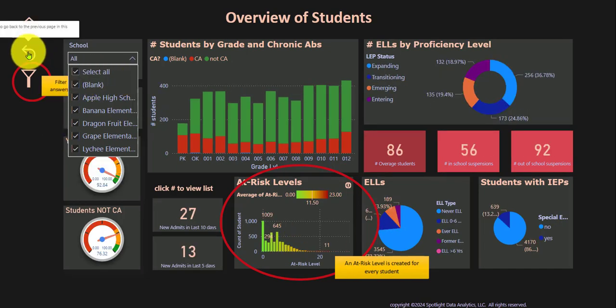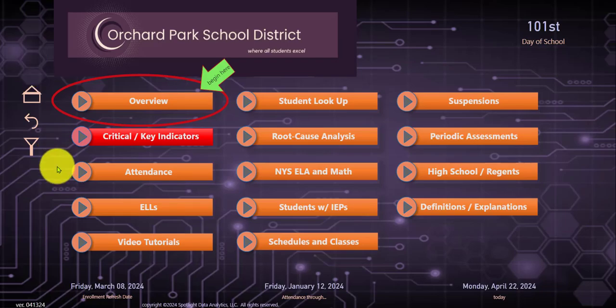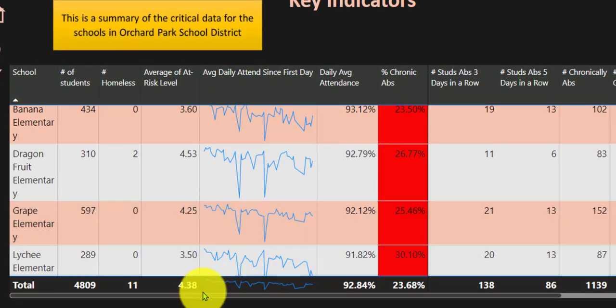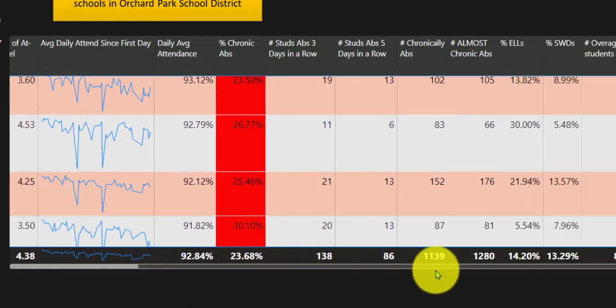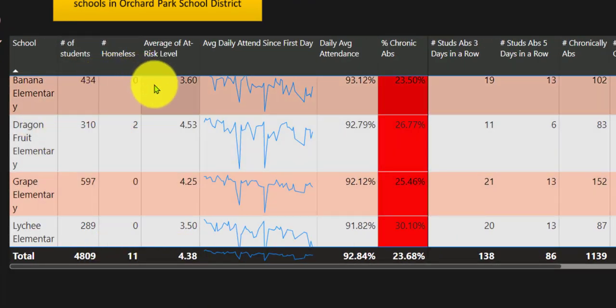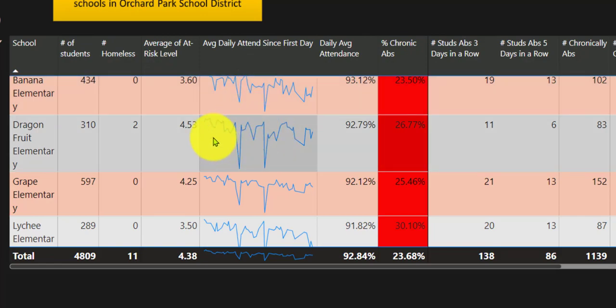And then the other way to look at critical information is to view this red button, Critical Key Indicators. This will also give you a summary of all of your schools. So you can take a look at that. You can see total number of students, homeless, at-risk levels, daily average attendance. So this will give you, you can see the pattern.